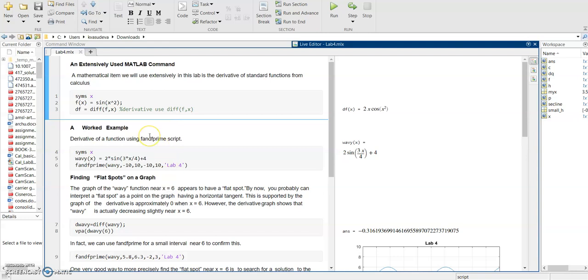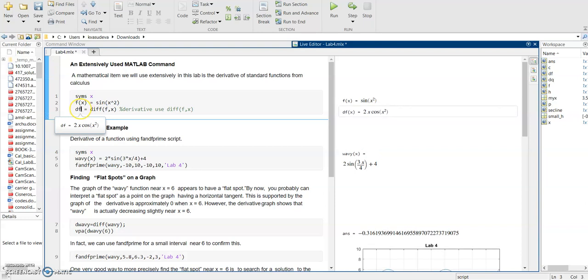So this lab is about derivatives and their relationship with functions. We see how a function and its derivative are related. First, let us see how to use a new command to take the derivative of a function. Let's say I have a function sine of x squared. If I want to take the derivative of that function, I'm going to do it like this.